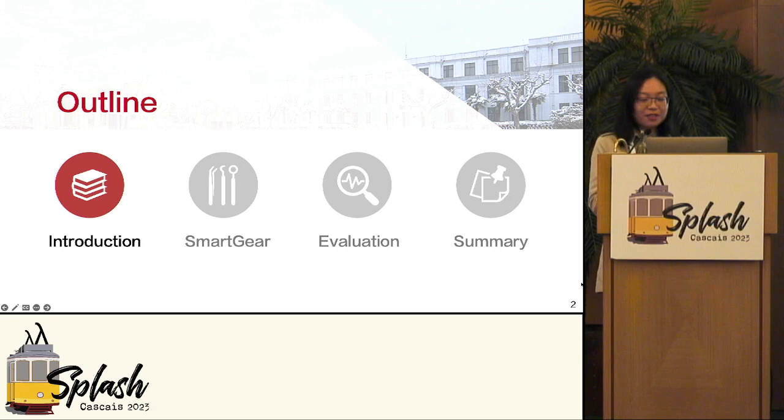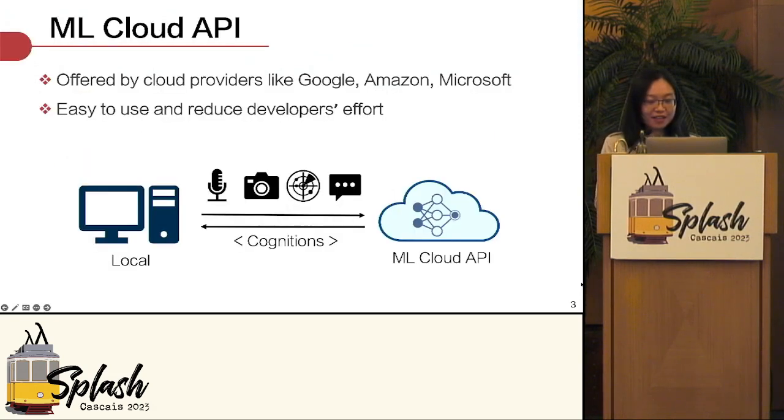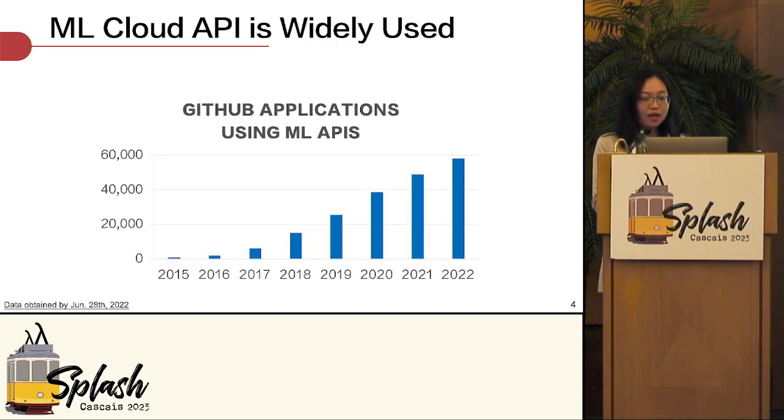So let's first go to the introduction. Machine learning cloud APIs offer effective solutions for a spectrum of cognitive tasks. They enable developers to easily incorporate learning solutions into software systems. It requires less domain knowledge and completely removes developers' burden of designing and training neural networks. Due to this convenience, many software applications in a variety of domains are incorporating machine learning APIs.